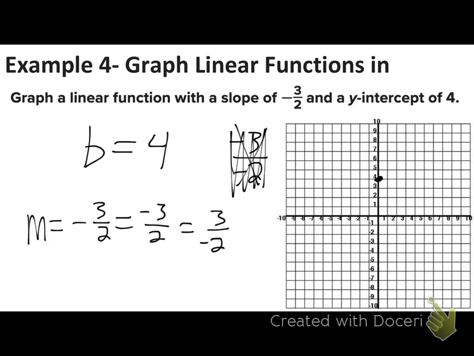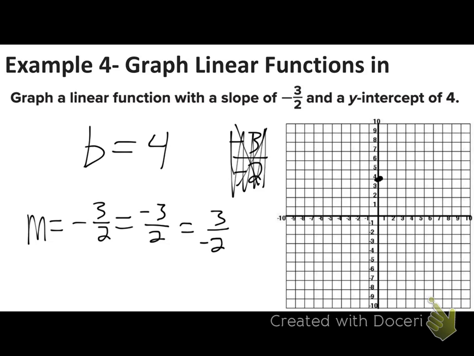Negative 3 halves is the same thing as negative 3 over positive 2, which is also the same thing as positive 3 over negative 2. A negative divided by a positive gives me a negative. A positive divided by a negative gives me a negative as well. So these two things are the same thing. We're actually going to end up using both of these.